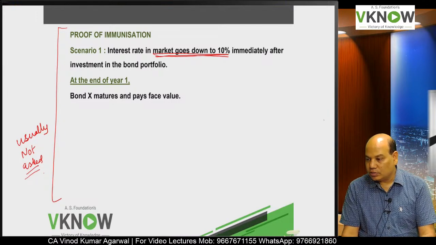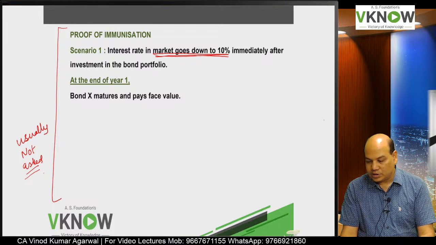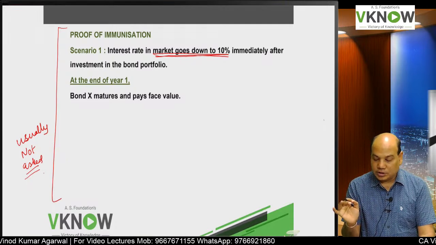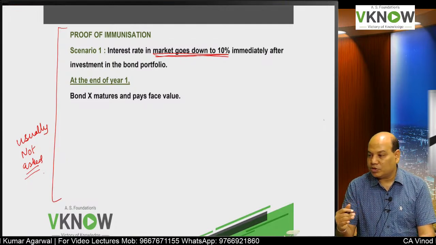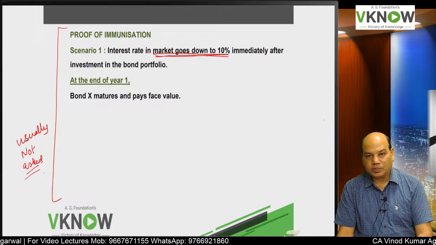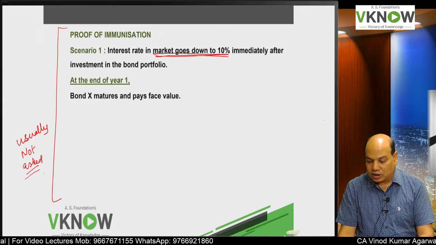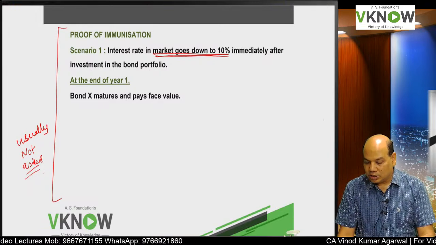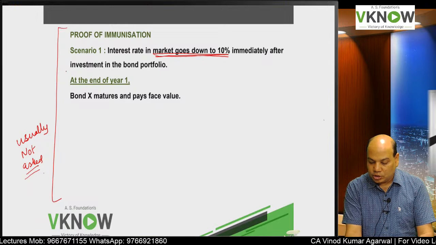First scenario 1, interest rate in market goes down to 10%. We have taken current market rate 12%. Let us say after you have purchased the bond, the market interest rate goes down to 10%, immediately after investment in the bond portfolio.